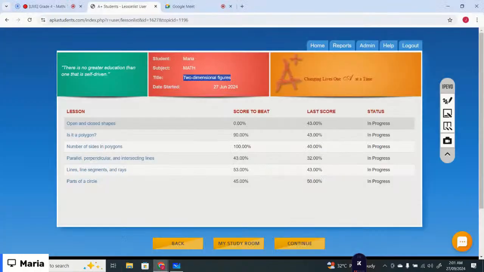So here I'm on grade 4 math. The chapter we are on right now is two-dimensional figures. Let's just start with the first lesson, that is open and closed shapes.